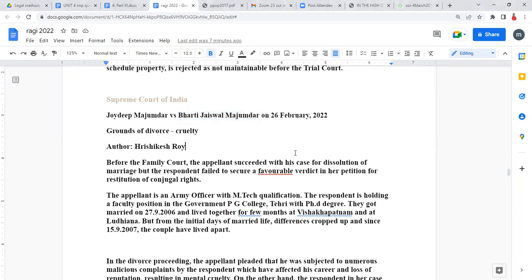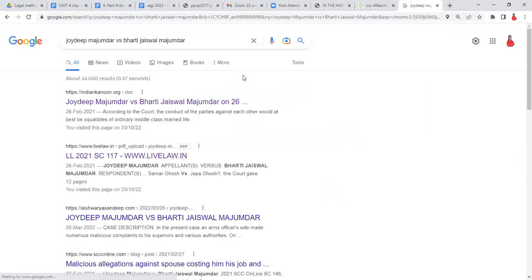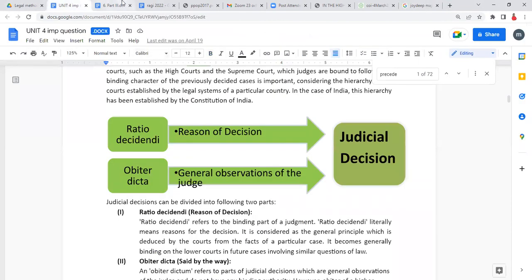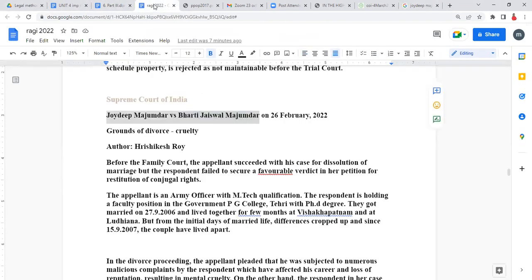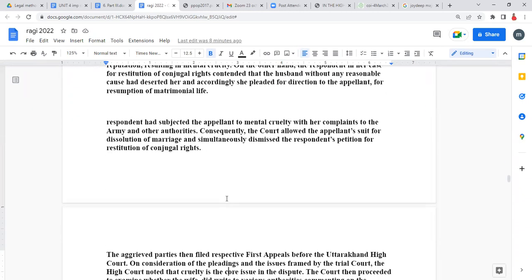Okay, so all these cases that we saw, all these are before the Supreme Court of India. So you can simply search the name and then you will get the case as well. Okay, so fine, then we'll end this class here. You can go through the judgments or decisions as well relating to this online. Okay, thank you.